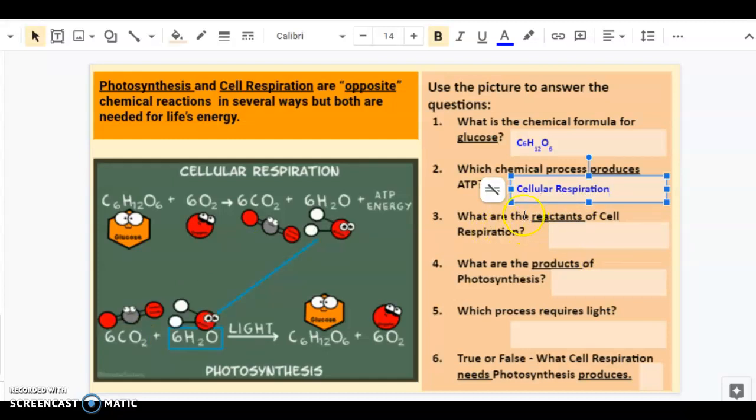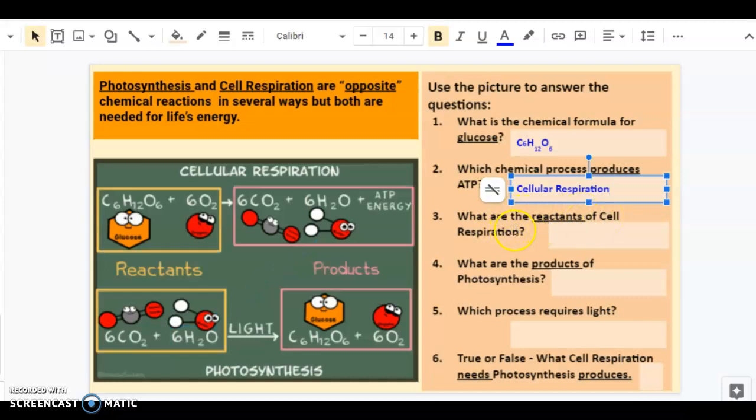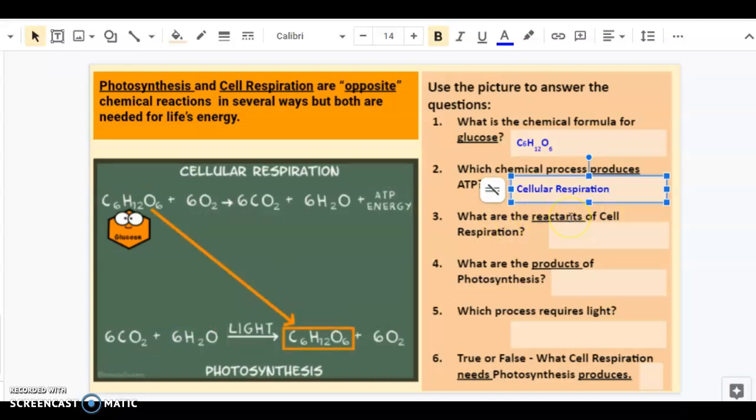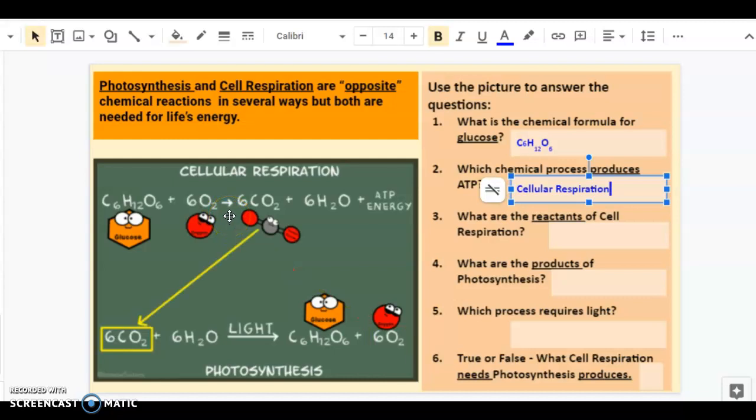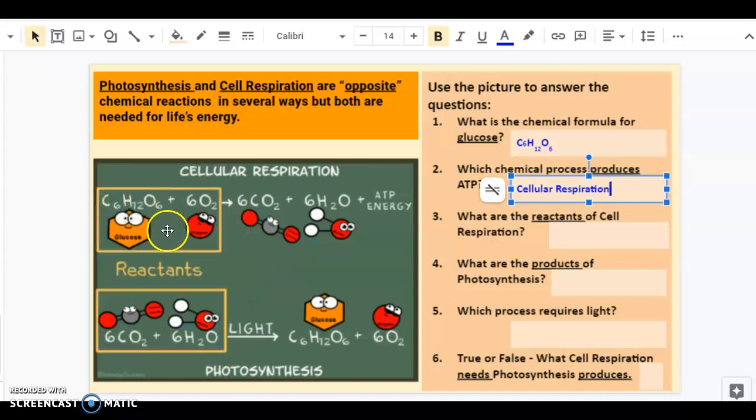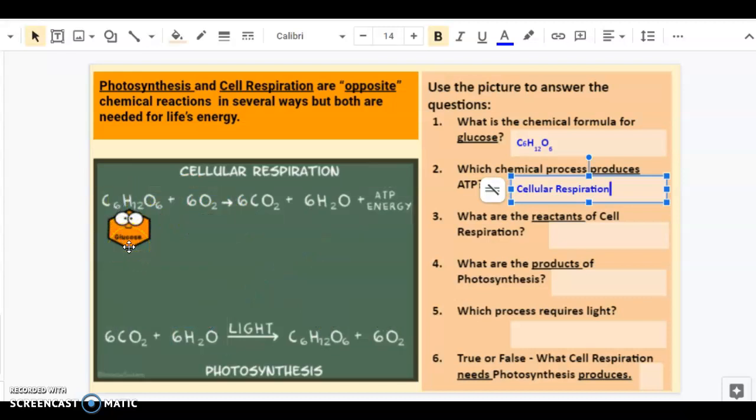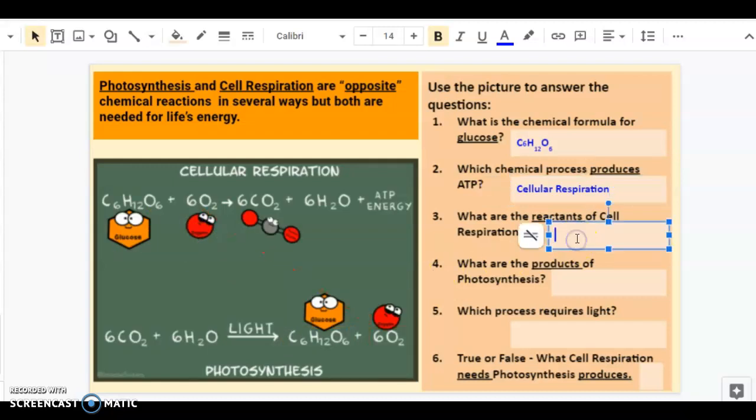What are the reactants of cell respiration? The reactants are the things that are reacting with each other. So they come before the work of the reaction. They come first. So here's cellular respiration. Here's the arrow. We're going to look at the things in front of it. And in front of it, we have glucose, which is the C6H12O6, and we have oxygen, which is the O2.